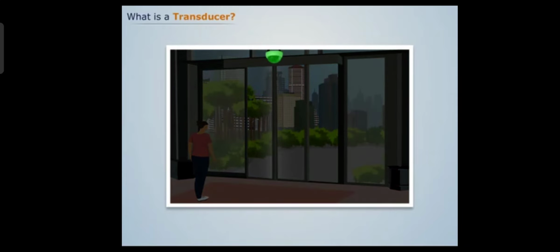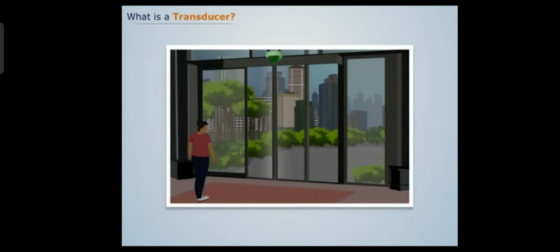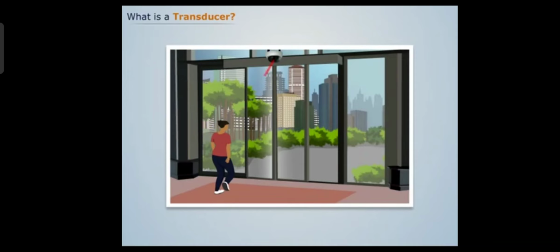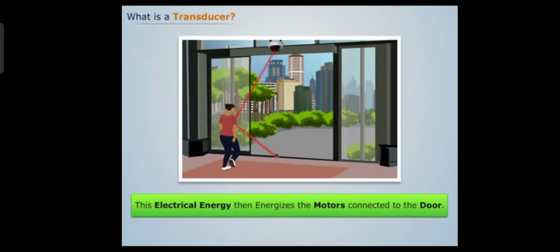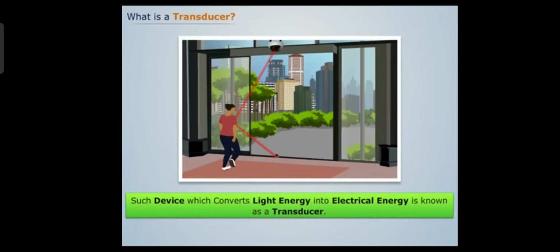Such doors consist of an infrared ray emitter, which radiates invisible rays. The emitted infrared rays are reflected by a person proceeding towards the door. The reflected rays are then received by a device, which converts them into electrical energy. This electrical energy then energizes the motors connected to the door, thus opening the door automatically. Such a device, which converts light energy into electrical energy, is known as a transducer.